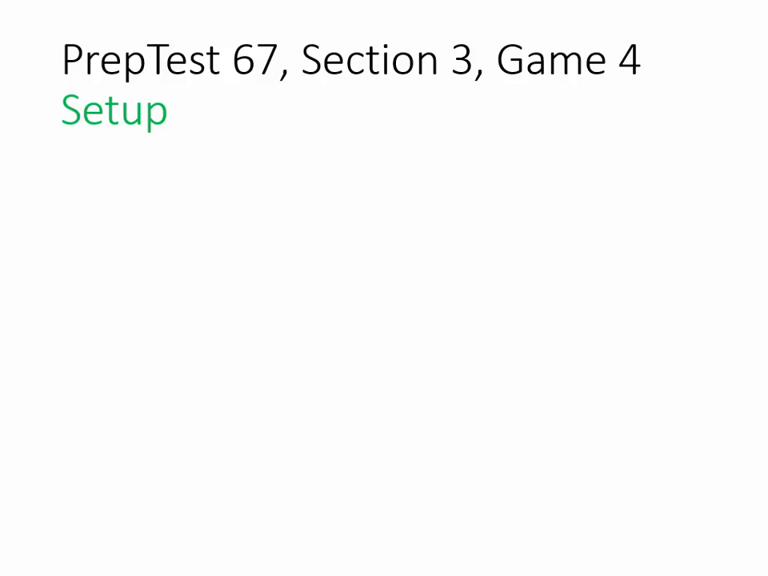All right, we're looking at Prep Test 67, game number 4, and this is an unusual one. In this game, we're given 3 zones, and then we're given 3 types of subzones. Our subzones are H, I, and R. Our zones are just basically 1, 2, and 3.